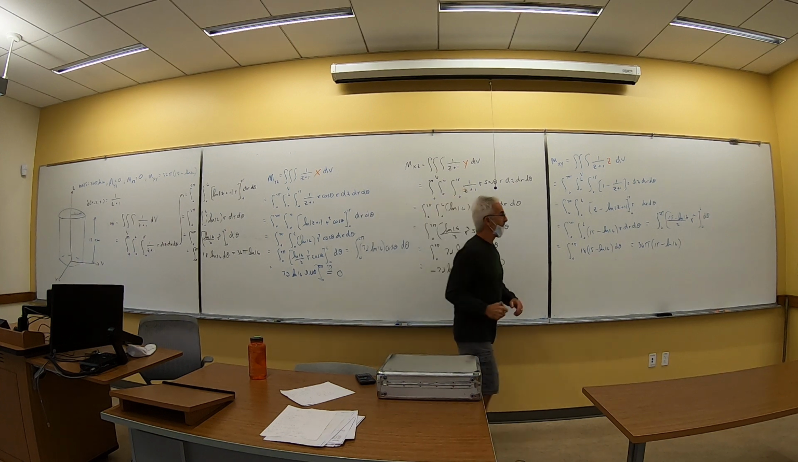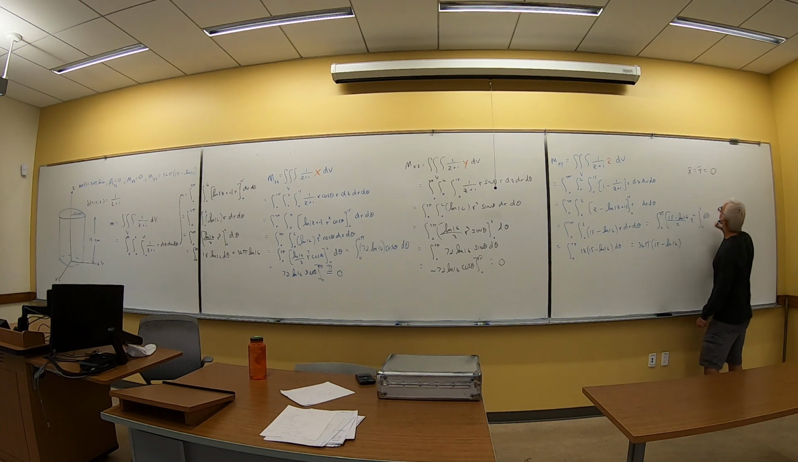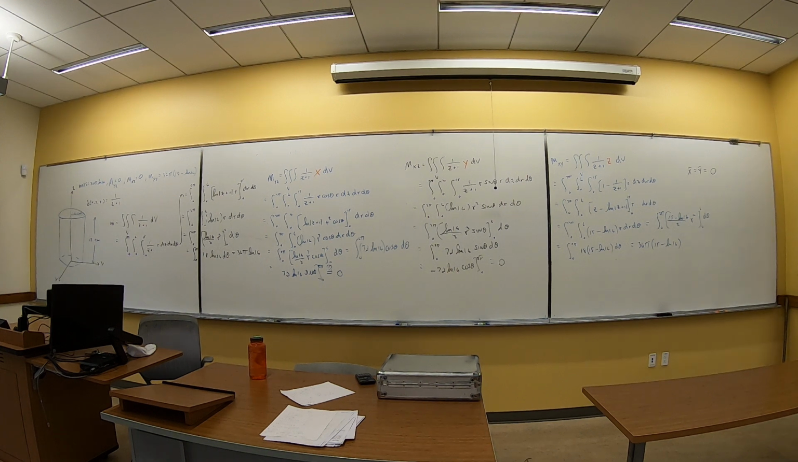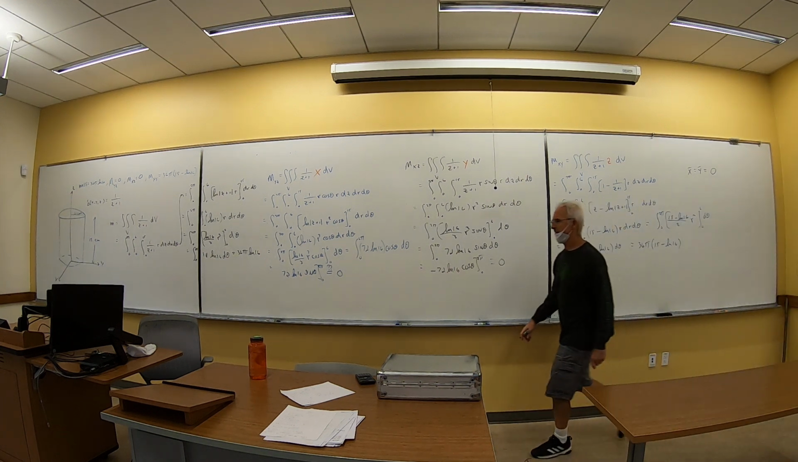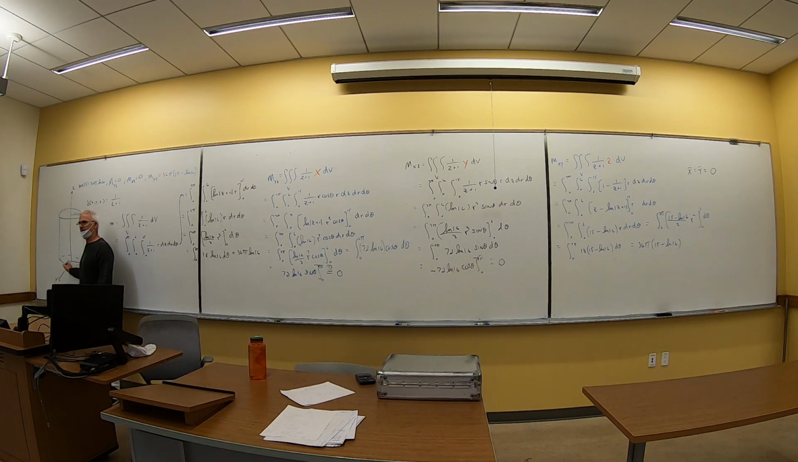So, x bar equals y bar equals 0. So what are we saying? The center of mass is entirely on the z-axis. Is that a shock? Or does that make perfect sense?